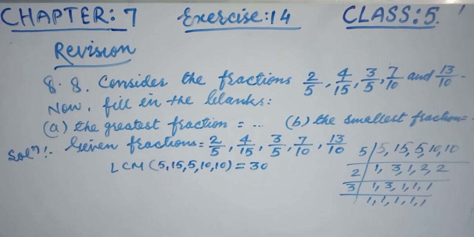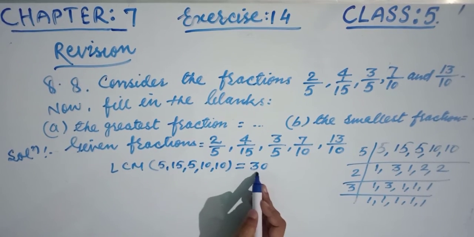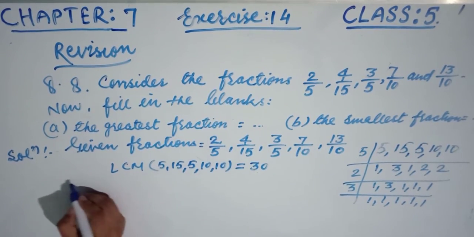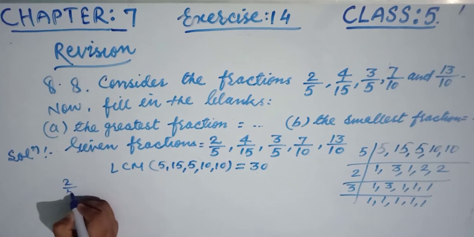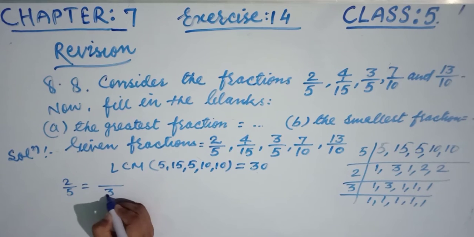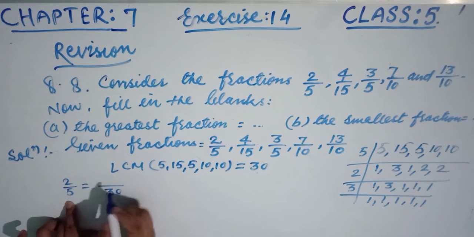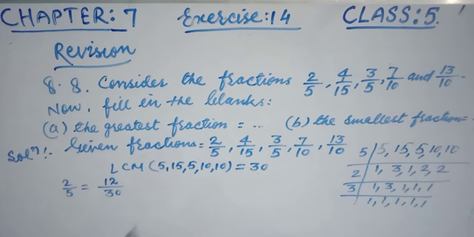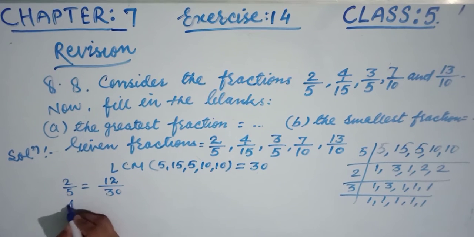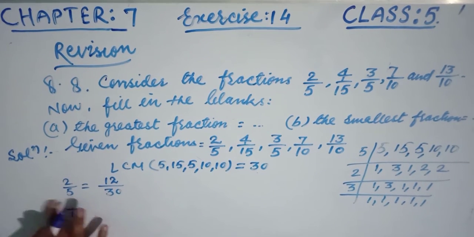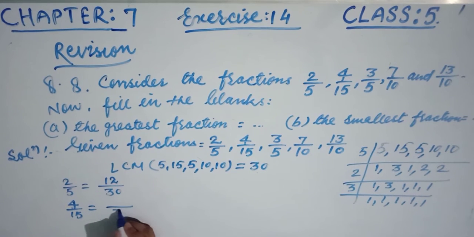Now we are going to make every fraction's denominator 30. Okay, now for 2 by 5, 2 by 5 can be written as: write the 30, then divide this 30 by 5 and we will get 6. 6 multiplied by 2, 6 twos are 12, friends. Okay, now for 4 by 15, friends, write the 4 by 15. Now see, friends, write the 30 as the denominator. Now see, divide this 30 by 15 and we will get 2. 2 multiplied by 4, this is 8.